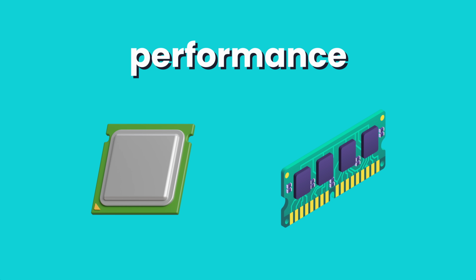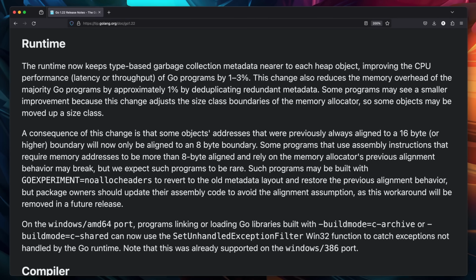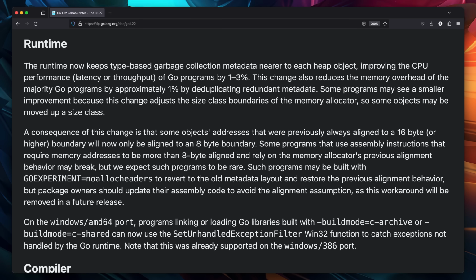The second category of improvements that the 1.22 release brings is improvements to both CPU and memory performance. The runtime now keeps type-based garbage collection metadata nearer to each heap object, which improves the CPU performance of Go applications by 1 to 3%. Additionally, this change also reduces the memory overhead of the majority of Go programs by approximately 1% by deduplicating redundant metadata.